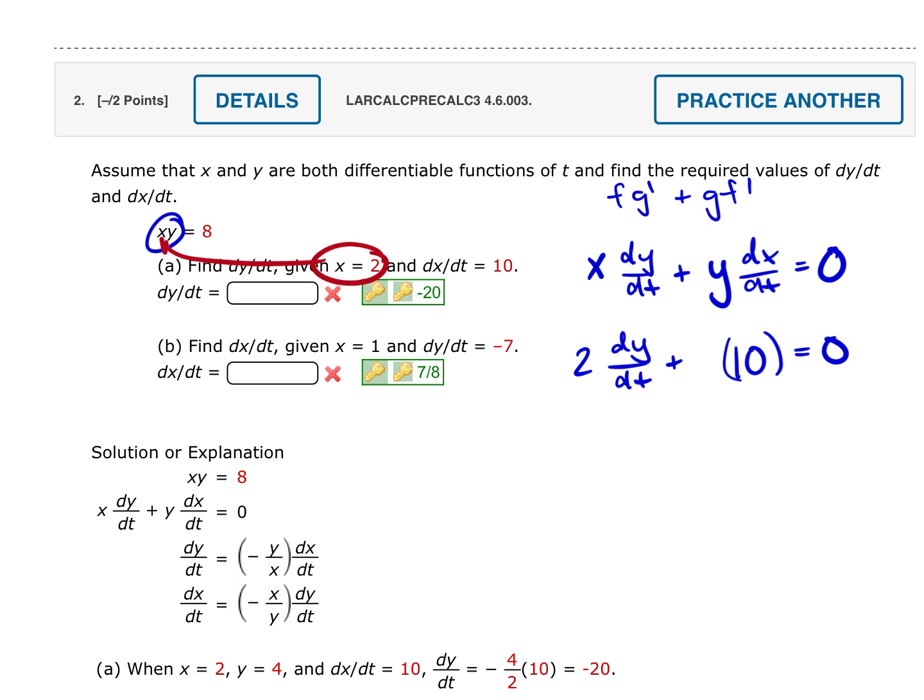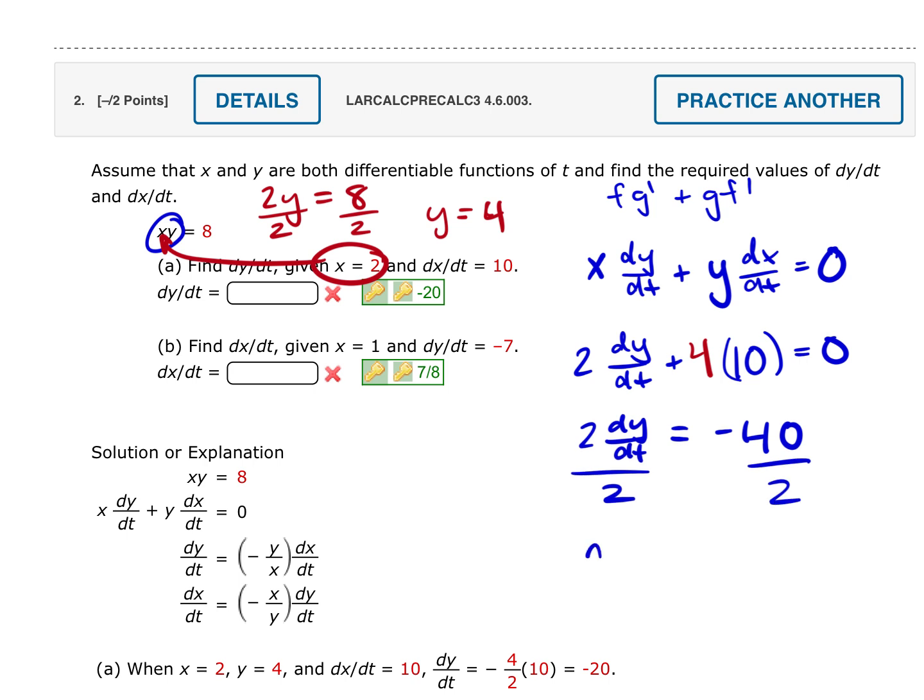Awesome. We're going to plug it into our equation here. So 2 times y equals 8, divide by 2, y equals 4. So it doesn't explicitly give us y, but we are able to find it with the equation that's given. From here, we just solve for dy over dt. So 2 dy over dt is equal to negative 40, and then divide by 2. So dy over dt is equal to negative 20.